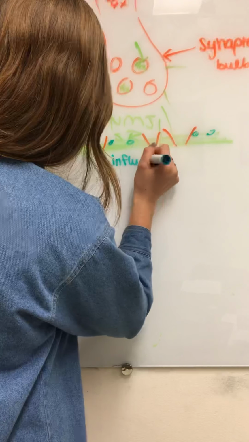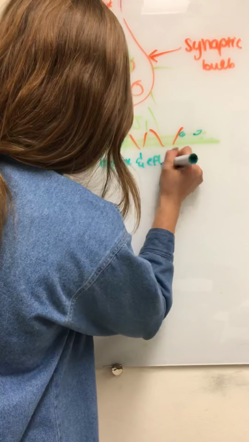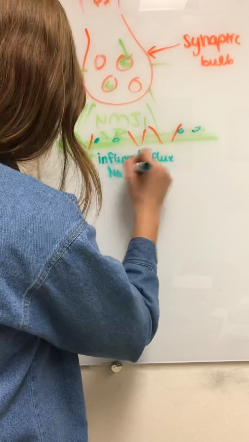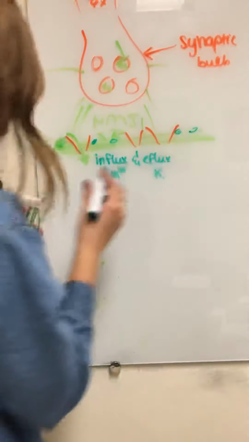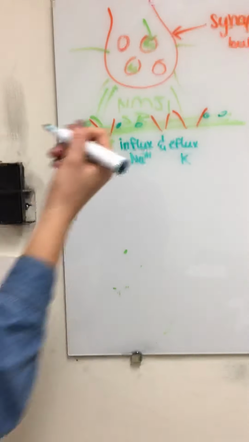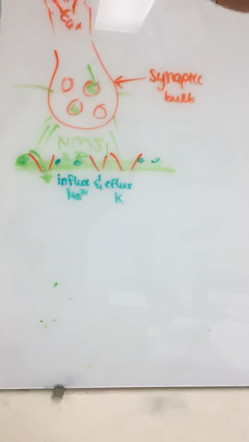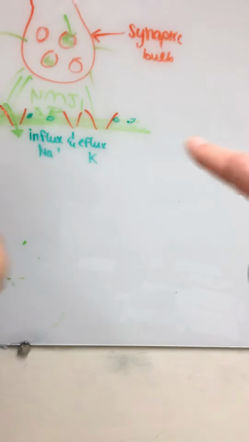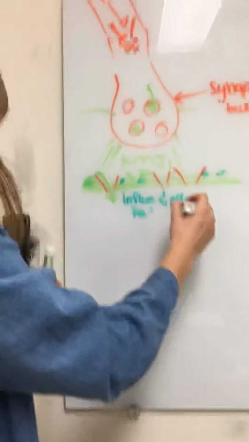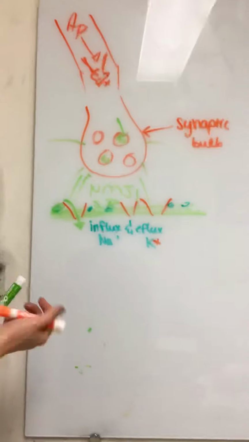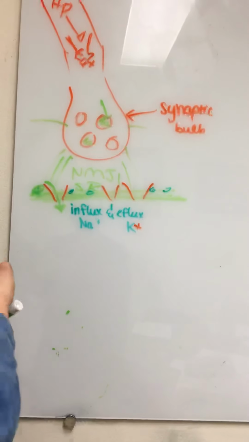Which causes the influx and efflux of sodium and potassium. And if you want to be super precise here, calcium is 2+, sodium is just plus, and potassium's also plus. But that's not super important. It might be. And so yeah, that looks so much better.